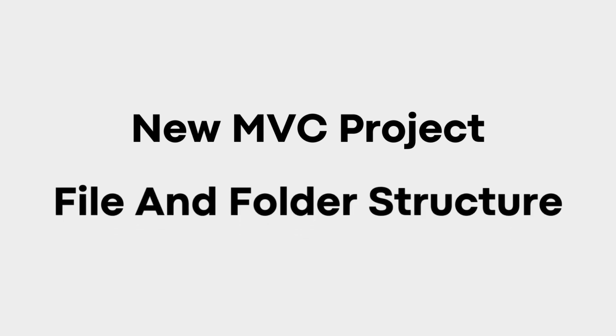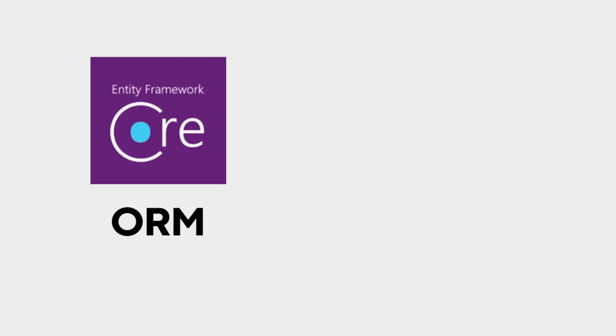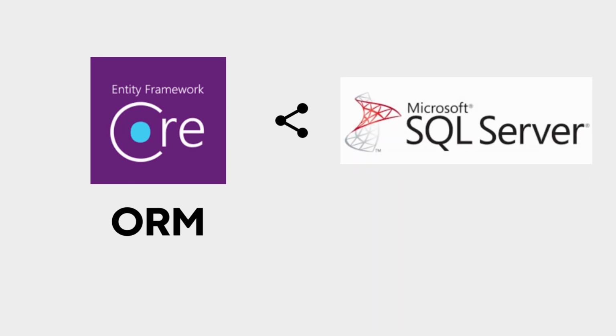We will then go ahead and create a new ASP.NET Core MVC project and go through the files and folders that we have in the new project. We will start with defining our domain models for our application. We will use the most popular object relational mapping tool, that is Entity Framework Core, and connect our ASP.NET MVC web application to a SQL Server database using EF Core.